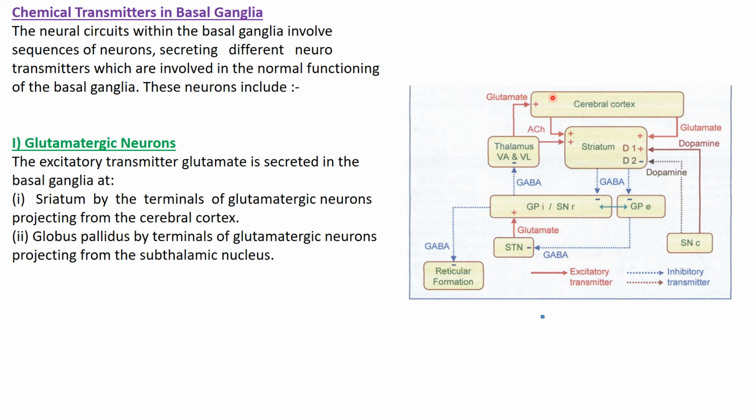So the first type of neurons is the glutaminergic neurons. The glutaminergic neurons include the corticostriatal neurons and the neurons coming from the subthalamic nucleus to the globus pallidus. And glutamate is the major excitatory neurotransmitter in the basal ganglia.